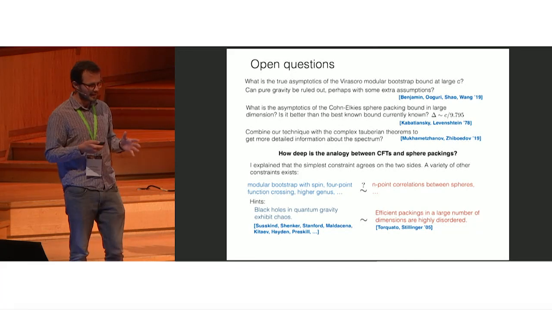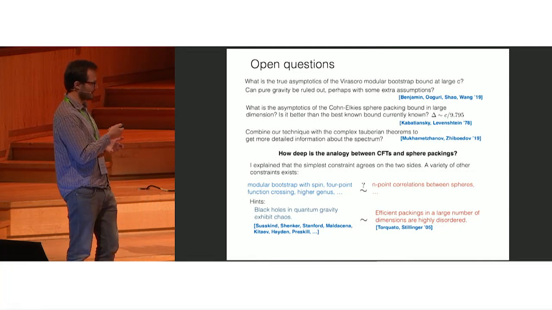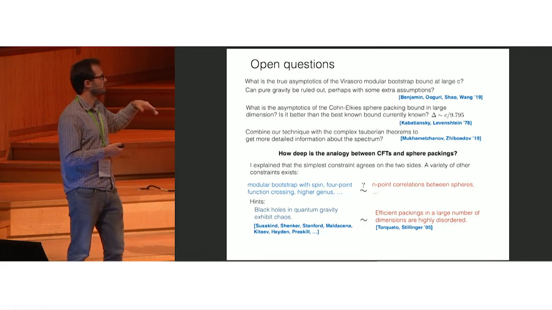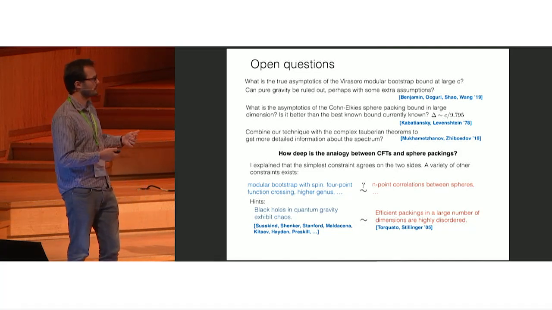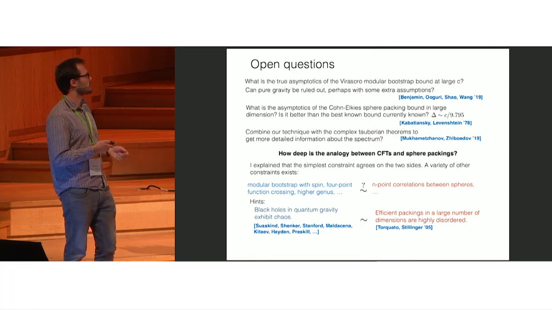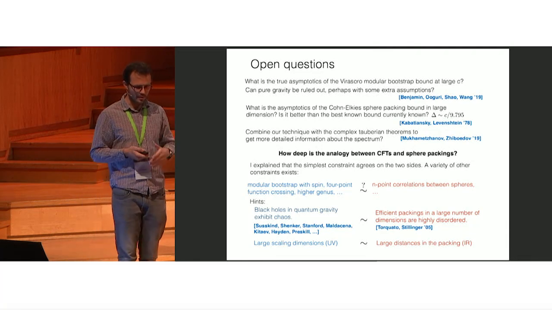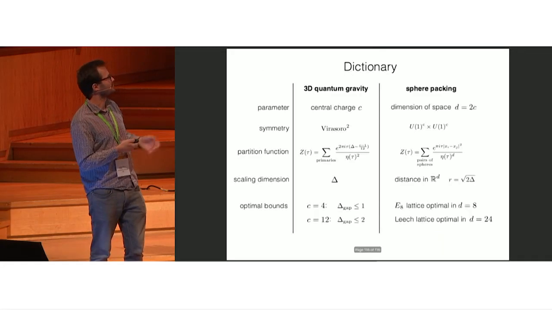Now, there are some additional hints that sphere packings and quantum gravity could be related in a deeper way. This is more speculative. We know that black holes in quantum gravity exhibit chaos, so the microstates maybe have this random matrix-like behavior. And at the same time, it is known that efficient packings in a large number of dimensions are highly disordered. A large number of dimensions is related to weakly coupled gravity because d goes like the central charge. So maybe there is some connection there. And also, there are hints of this UV-IR connection because the operators with large scaling dimensions were coming from large distances in the packing. So perhaps this means that we should be thinking about spheres as living in AdS, something like that. So with that, I thank you, and I'll leave you the dictionary.